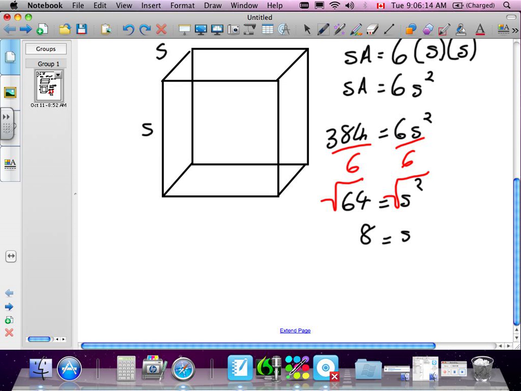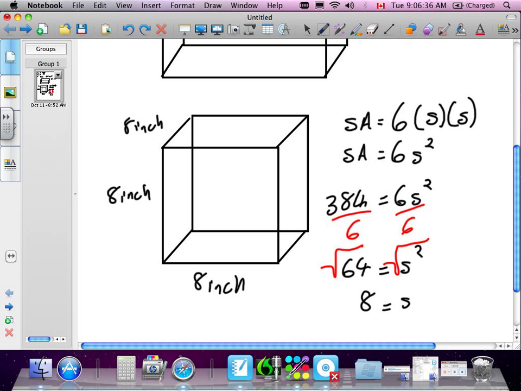So we know that the sides of this box she's constructed need to be each 8 inches long and 8 inches high. I'm just going to get rid of the s's now. And finally, 8 inches deep. So the dimensions of this box need to be 8 by 8 by 8 in order to maximize our volume.